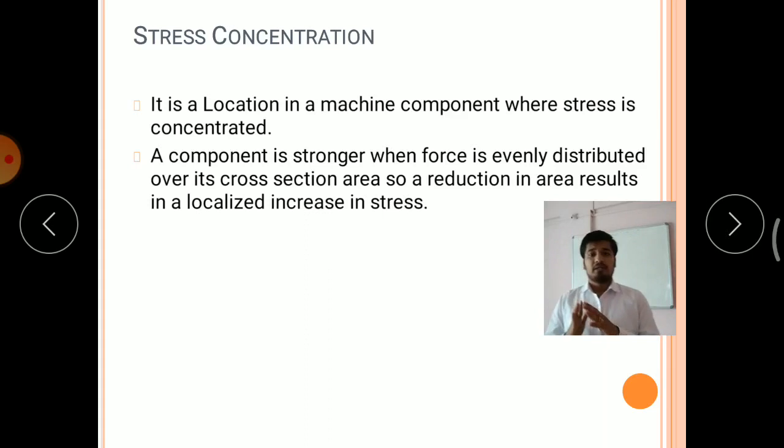When the area is continuous, the stress distribution is even throughout the cross section and the material can withstand the load. But if the material is not even, the stresses are not evenly distributed throughout the section; they are going to localize somewhere, and at that point the material is going to break.